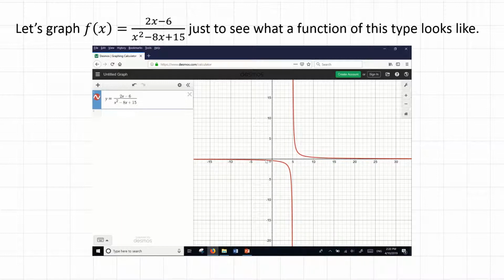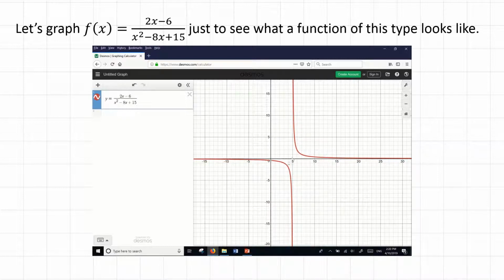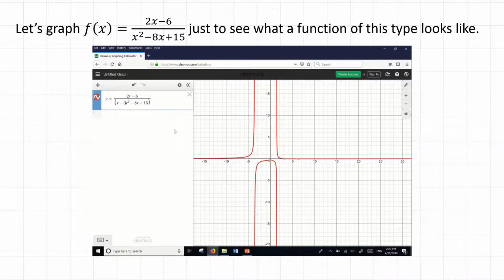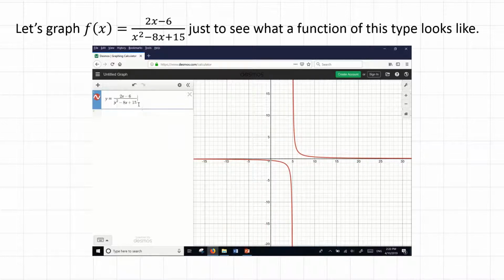So you can see right away why x equals 5 is a problem for this graph. So we saw that the denominator factored into x minus 3 and x minus 5. Let me actually replace it with that. And so that meant that there were disallowed values at x equals 3 and x equals 5. And so you can see what happens at x equals 5.